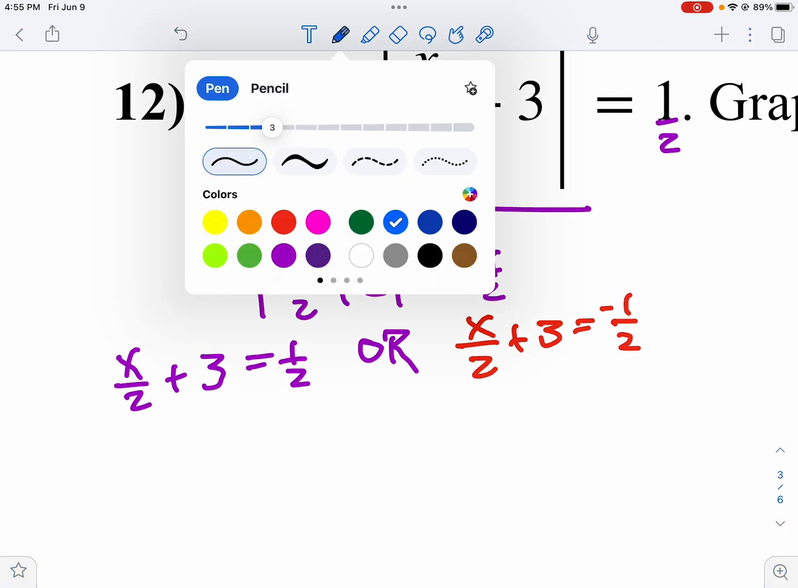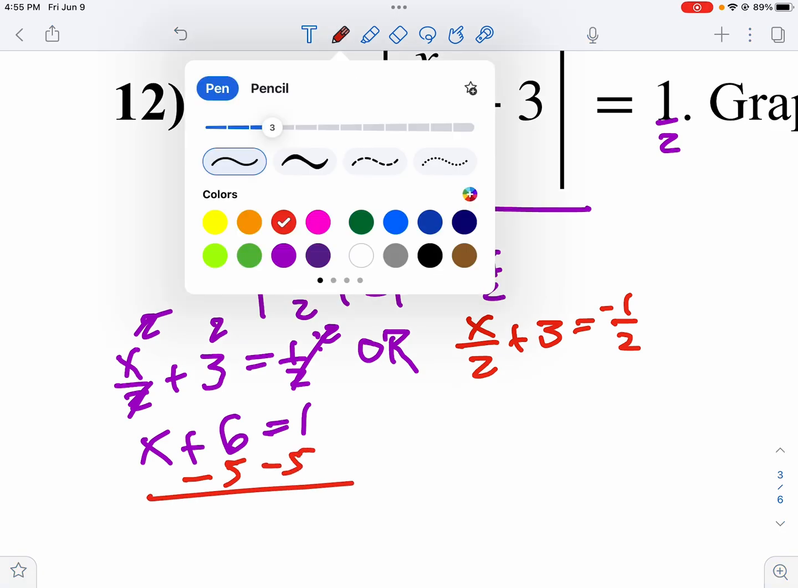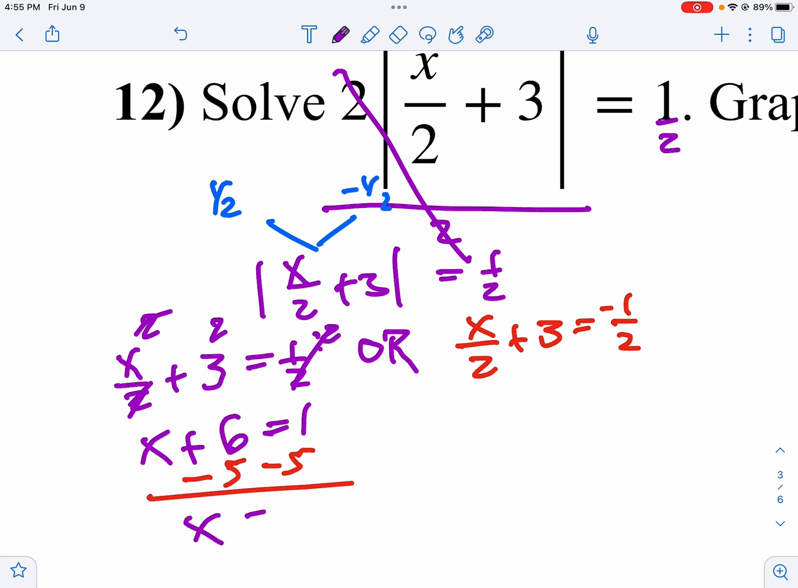Now I'm going to solve the one on the left. I'm going to clear my fractions. So I have a denominator of 2, so I'm going to multiply everything by 2. So notice we get x plus 2 times 3 is 6 equals 1. Finally, let's subtract 5 from both sides. And we get x equals negative 4.